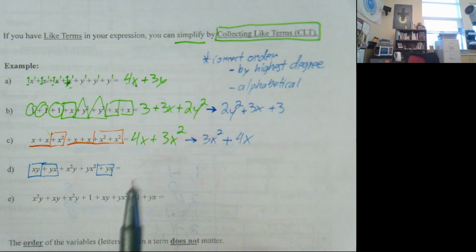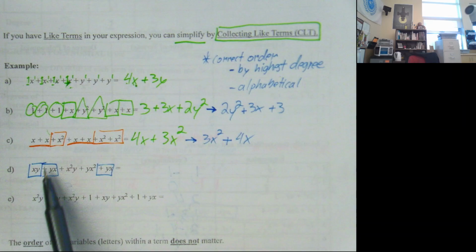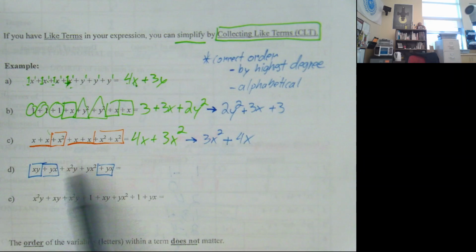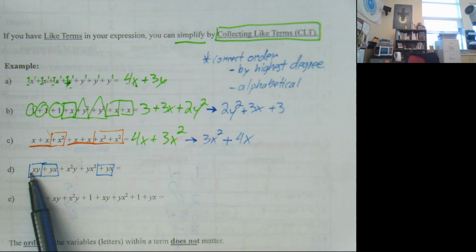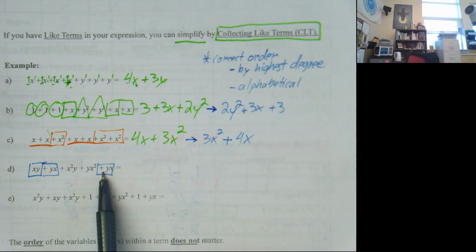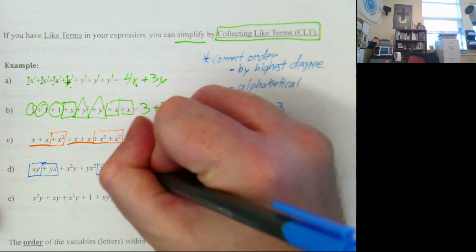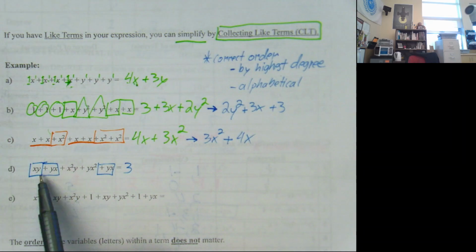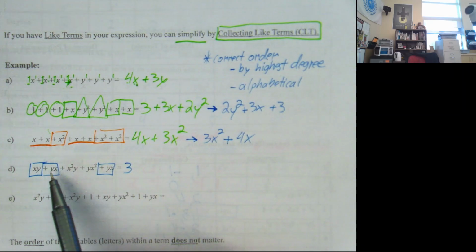I'll come back to the top one as soon as we finish D. So I've got an xy, an xy, a yx, and a yx. We've said the order doesn't matter, so these ones must be like. If I've got one of these and one of these, how many do I have total? 3 of them. So I have 3, and I can't write xy and yx. I have to pick an order to put them in.